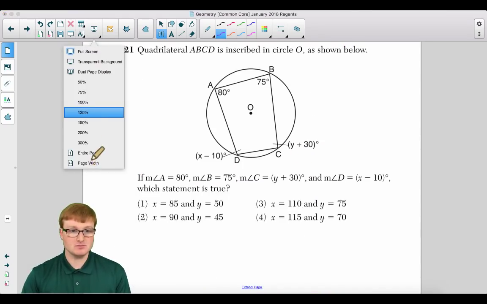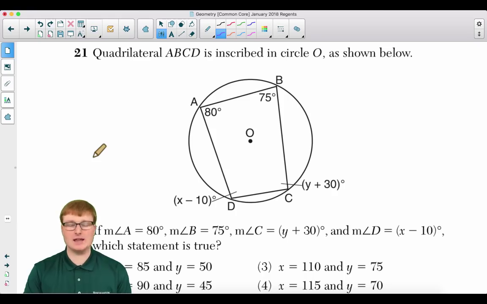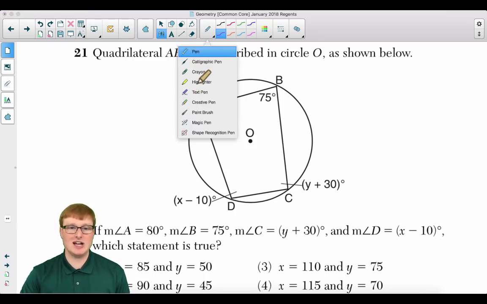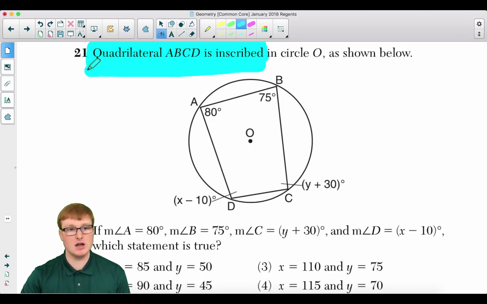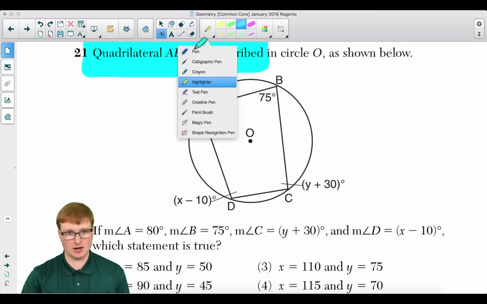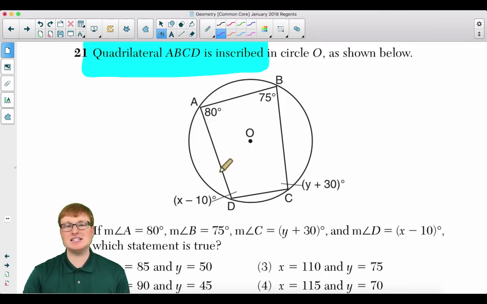Number 21. These are one of my favorite questions. I love the parallelogram unit or the quadrilaterals unit. Number 21. Quadrilateral ABCD is inscribed in circle O. That is, folks, such important information. If you don't know what this is telling you, then you need to download my Facts You Must Know Cheat Sheet for the Regents exam, because this is such an important property that has been tested on the Regents several times thus far. So quadrilateral ABCD is inscribed.